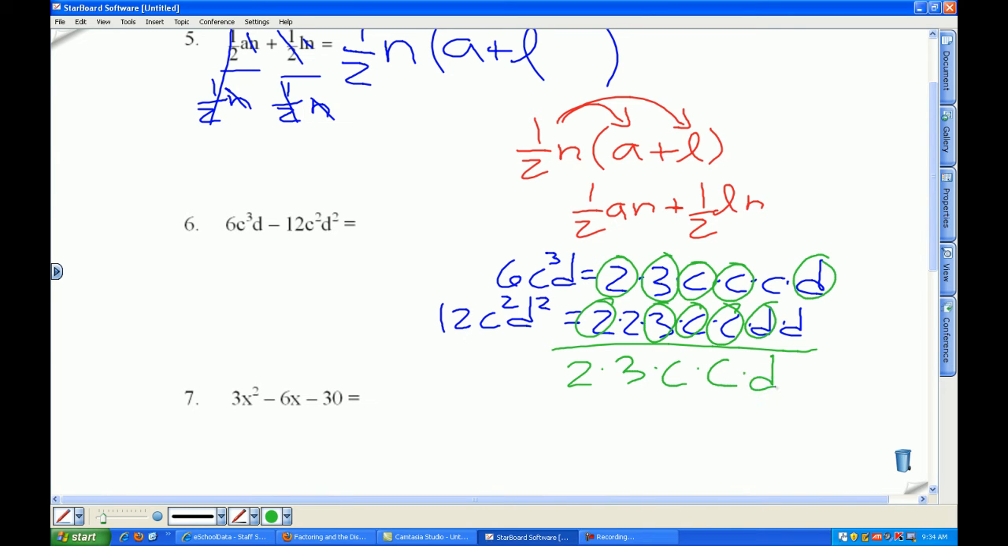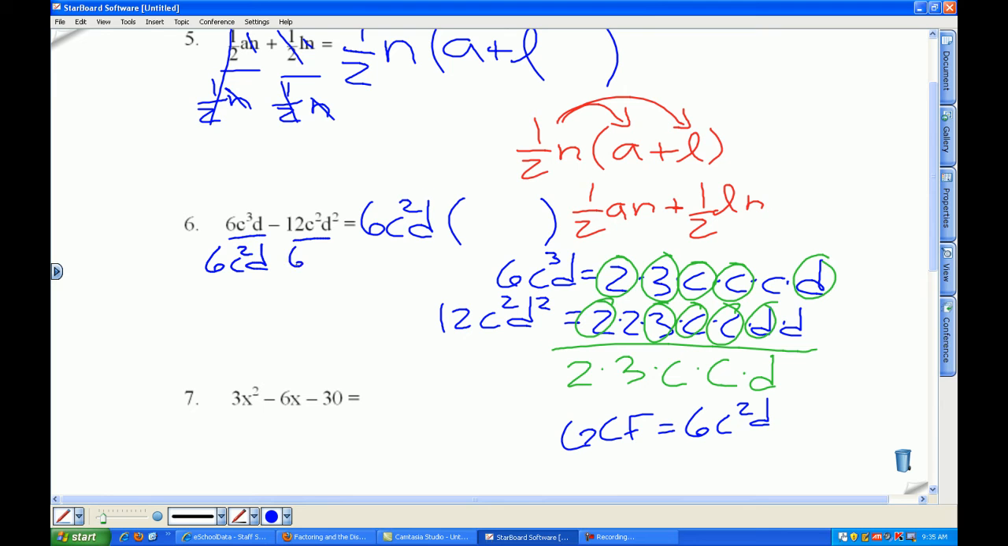Okay, and if you look at what we did not circle, we have a C on top, we have a 2, and a D on the bottom. There are no other matches. So the GCF is going to be 6C squared D. So that's what we're going to take out of this. So 6C squared D times, getting a little messy here. We'll divide both of these by 6C squared D.